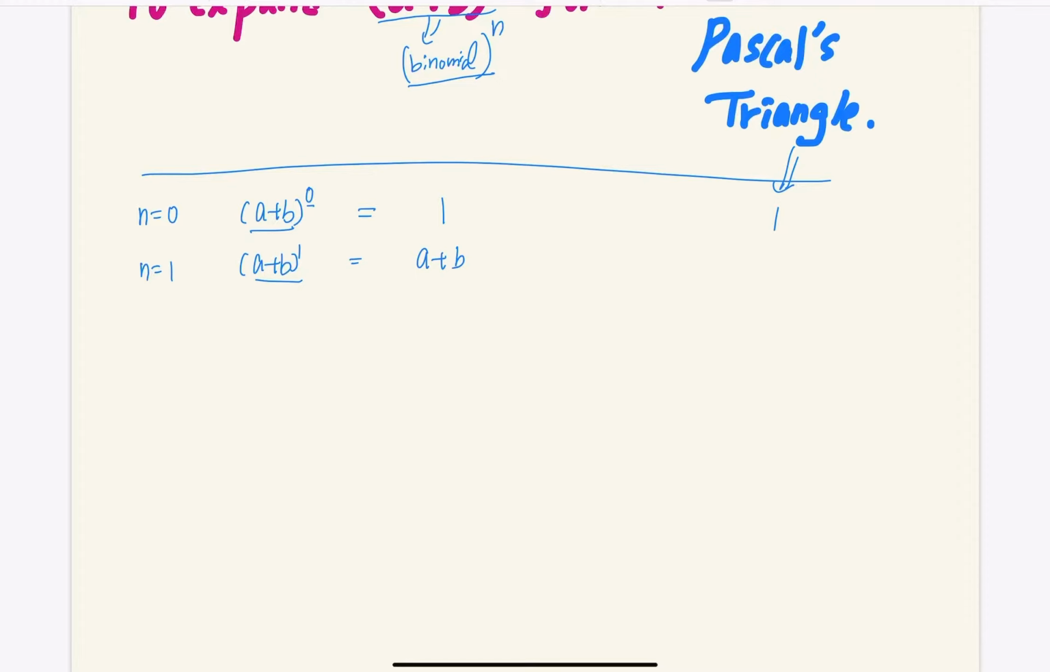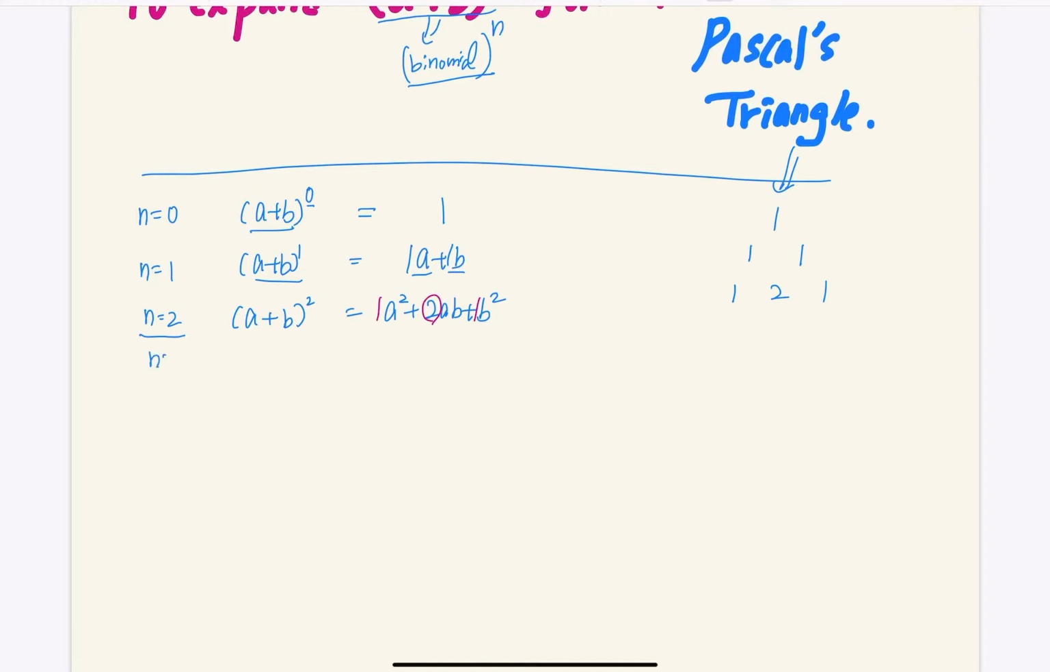In Pascal's triangle, we use the coefficients of the terms. Coefficients are the numbers right before the variables. So 1 and 1. In Pascal's triangle, we put 1 and 1. When n equals 2, we can make (a + b)^2, which is a squared plus 2ab plus b squared. So the coefficients are 1, 2, 1. You put 1, 2, 1.